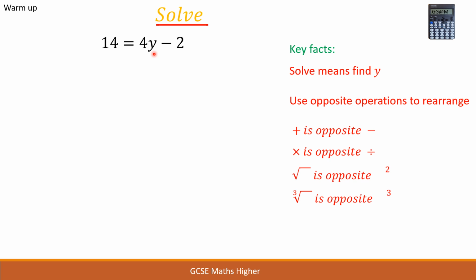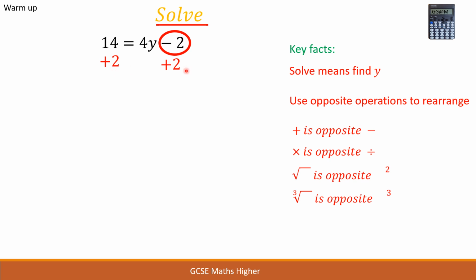So to start with, you should have looked at this equation and decided the thing furthest away from the y is this -2. So we're going to take away 2 from the 4y. The opposite to take away 2 is +2. So we're going to add 2 to both sides.